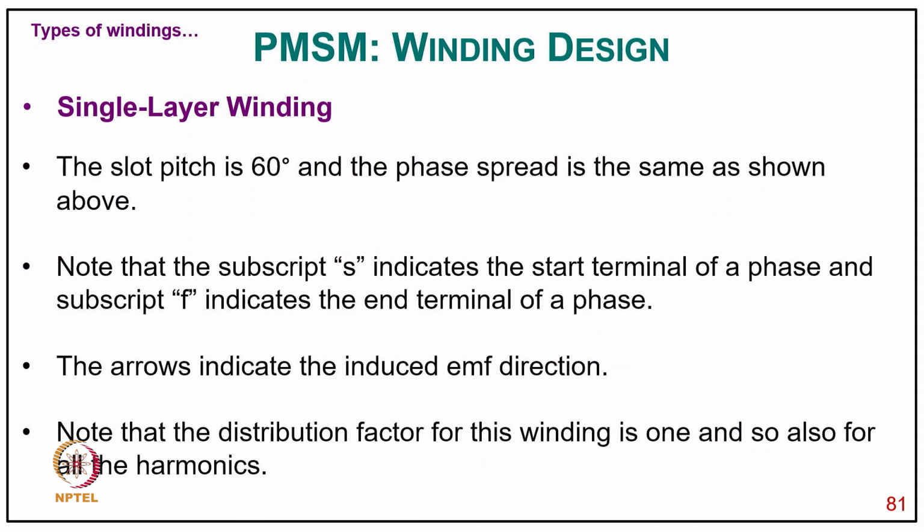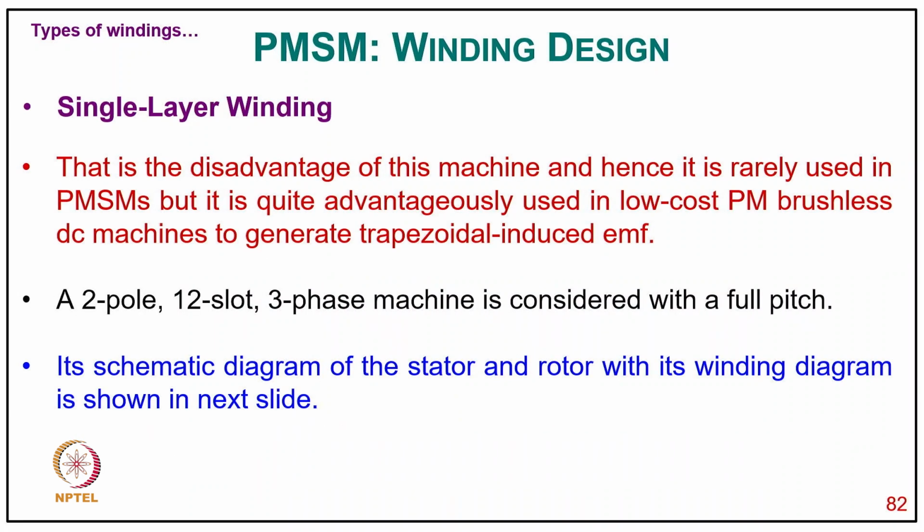Now the slot pitch is 60 degrees and the phase spread is the same as shown above. Note that the subscript S indicates the start terminal of the phase and the subscript F indicates the end terminal of the phase. The arrows indicate the induced EMF direction. Note that the distribution factor for this winding is 1, and so also for all the harmonics. That is the disadvantage of the machine, and hence it is rarely used in PMSM, but it is quite advantageous in low cost PM brushless DC machines to generate the trapezoidal induced EMF.